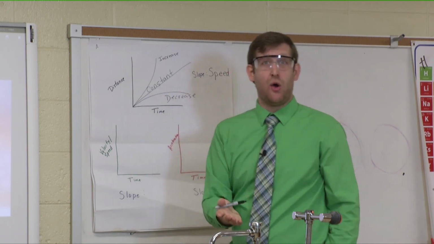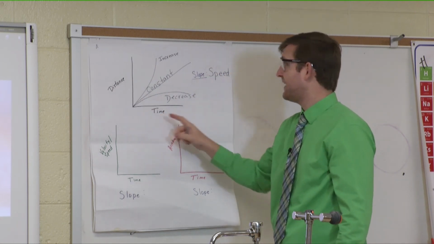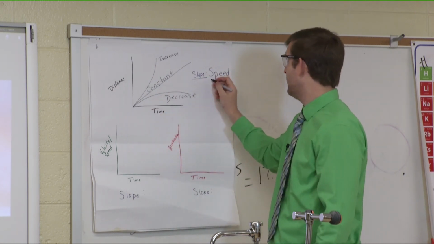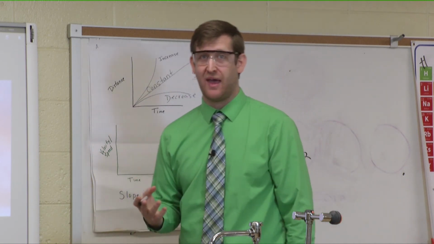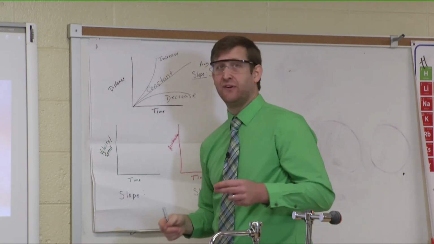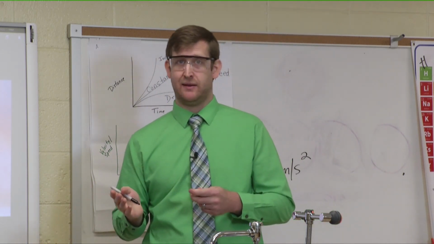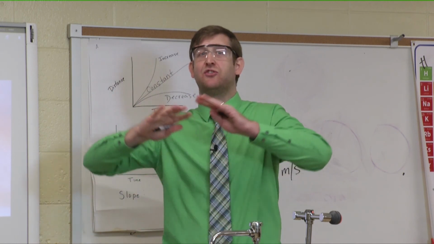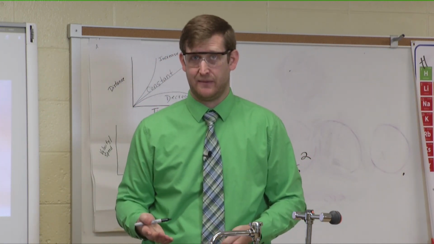So the slope of your distance time graph will give you the average speed. I'm going to say the average speed. Okay, it will give you the average speed. There's a difference in average speed and instantaneous speed. Remember from last week. So the average speed is the total distance that you go divided by the total time it takes you to get there.